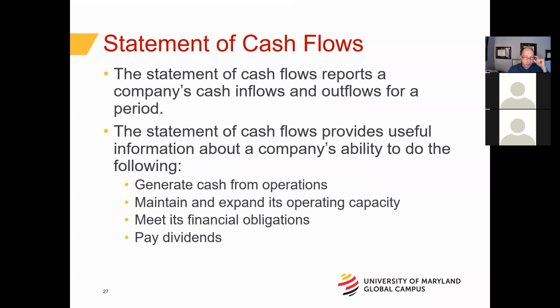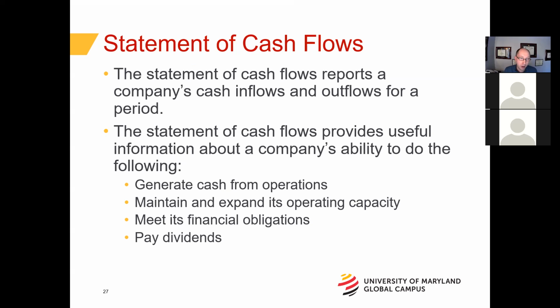Statement of cash flows. The statement of cash flows, as you hopefully are aware by now, is one of the 4 primary financial accounting statements. The statement of cash flows reports cash coming in and out of the business. Cash coming into the business, we call it a cash inflow. Cash going out of the business for expenses, we call it a cash outflow. Okay.